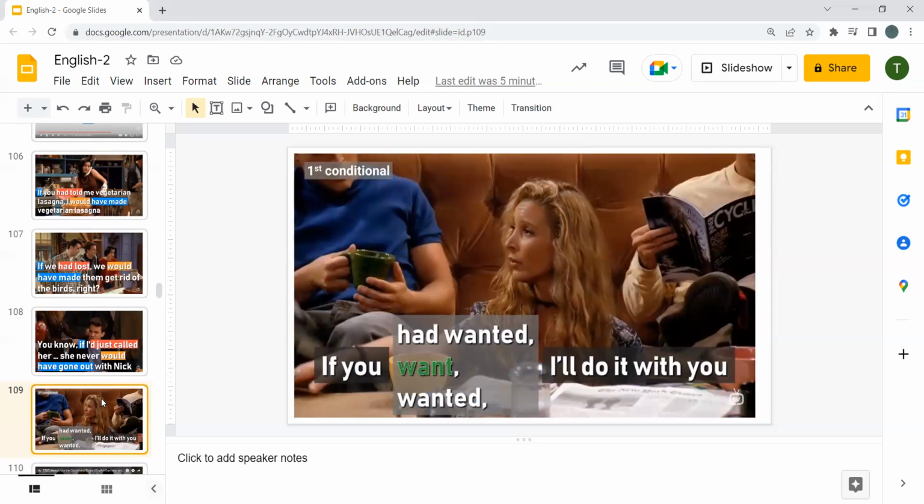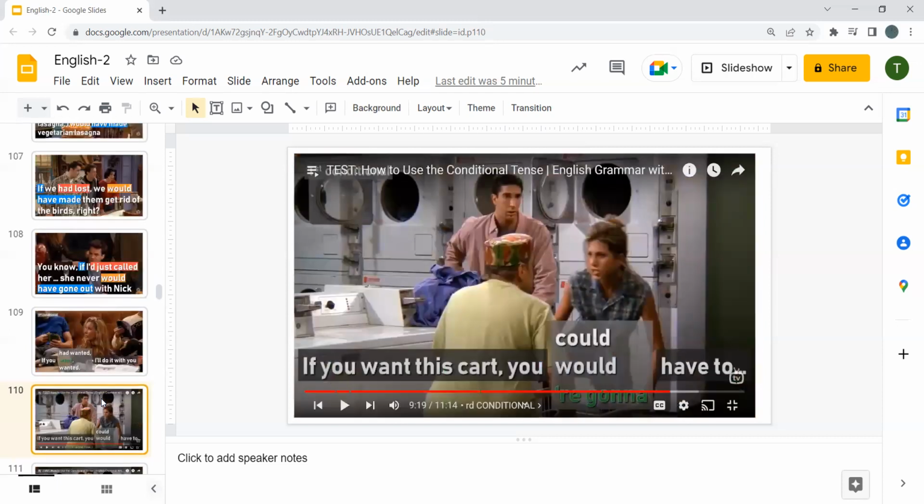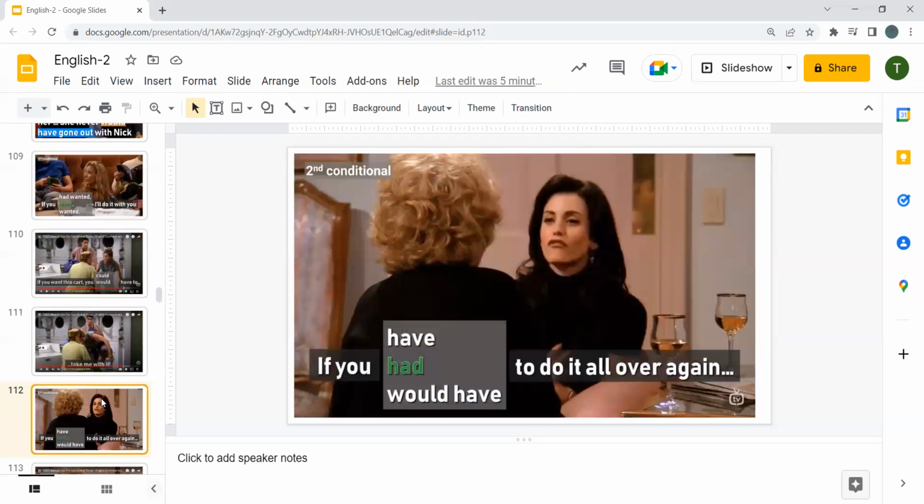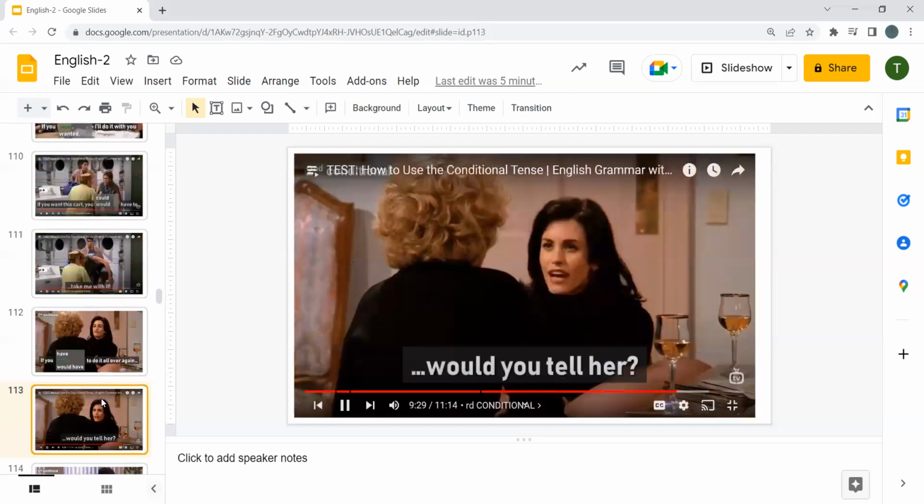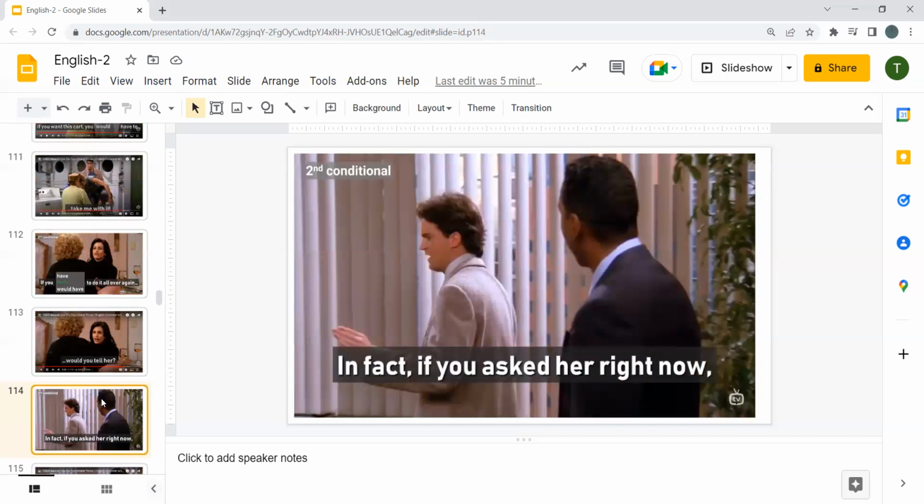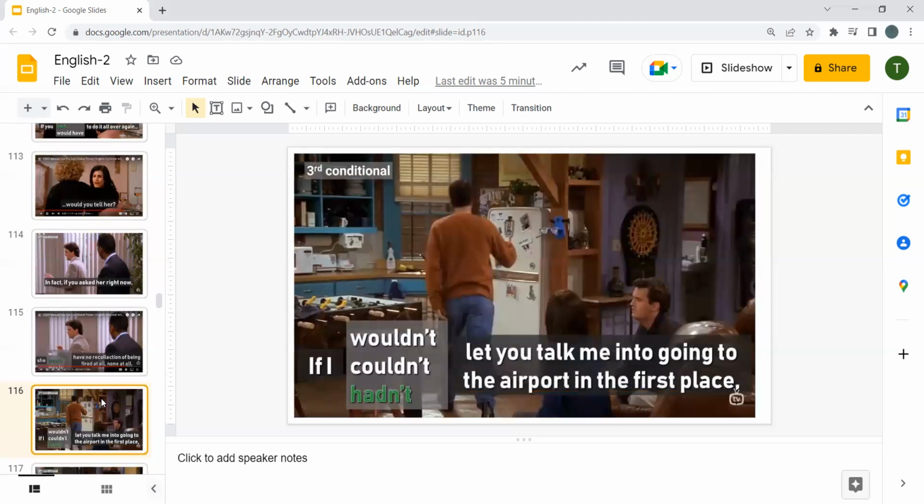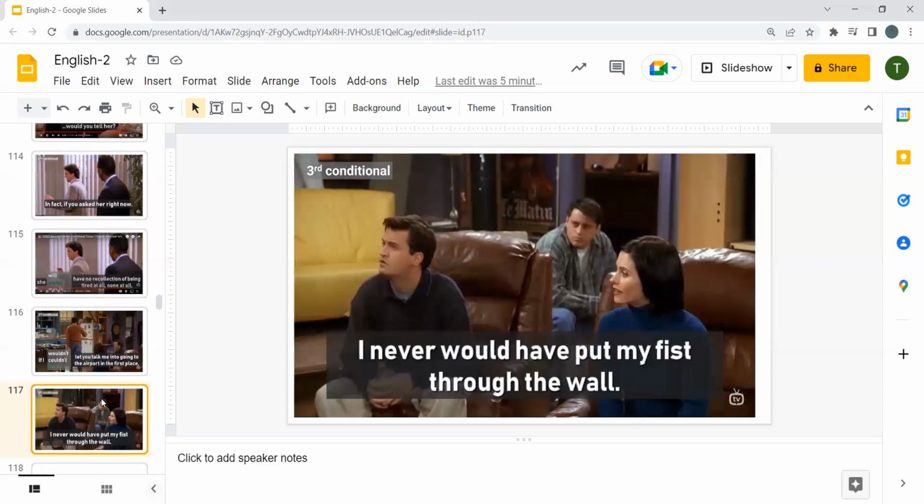If you want, I do it with you. If you want this card, you are gonna have to take me with it. If you had to do it all over again, would you tell her? In fact, if you asked her right now, she would have no recollection of being fired at all, none at all. If I hadn't let you talk me into going to the airport in the first place, I never would have put my foot through the wall.